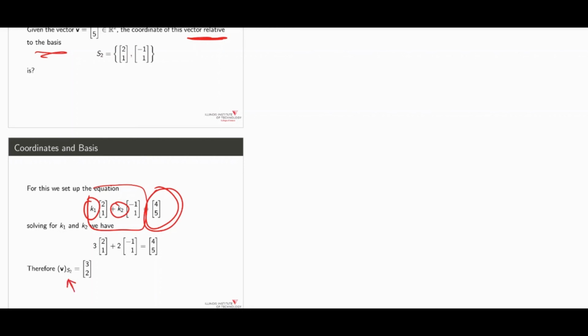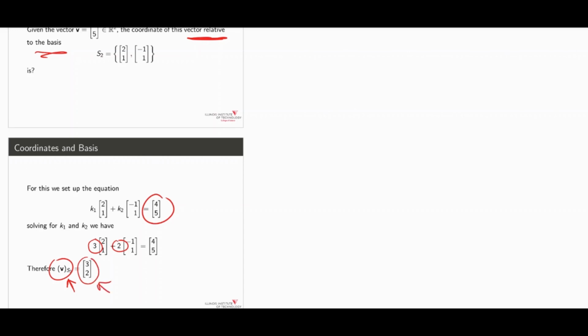Why do we keep saying relative to a basis? It's not because we love Einstein so much. It's because the coordinate will change if your basis changes. So everything has to be relative to a particular basis here. So let's follow the definition and solve for K1 and K2. This is very straightforward. I skip all the details, but you can see that 3 of this 2, 1 and 2 of these vectors give you 4, 5. So by definition, this 3 and this 2 give you the coordinate for this vector 4, 5. So if you change your basis, your vector 4, 5 has a new coordinate, which is 3, 2.